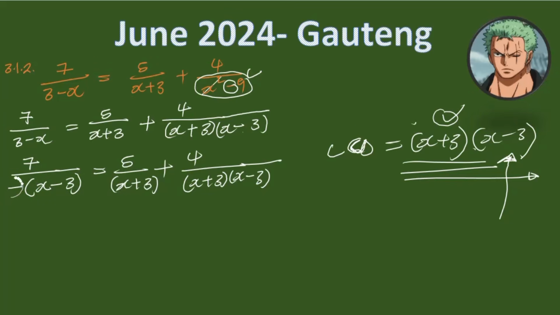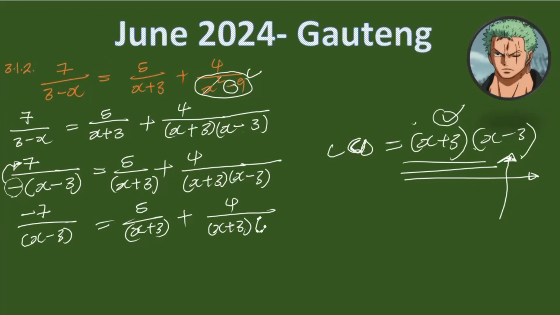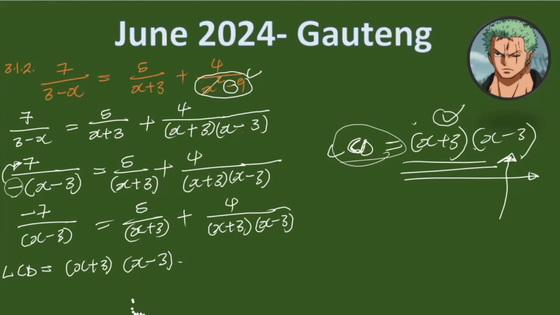And then what am I going to do with this negative? Well, a negative that belongs to the denominator, I can always send it to the numerator, right? So I'll do that. I have negative 7 over x minus 3 is equals to 5 all over x plus 3 plus this x plus 3 x minus 3. Now my denominators are perfect. They can all be represented with this LCD. So in my answers now, I can safely say my LCD is x plus 3 and x minus 3. And all denominators here are well represented in that LCD. Hope we're good.